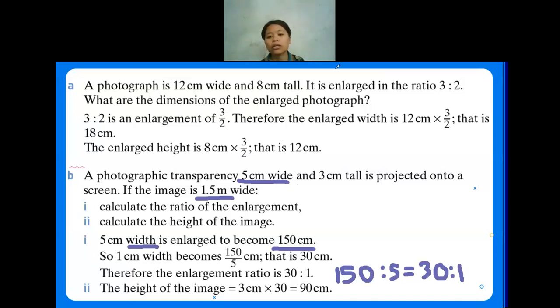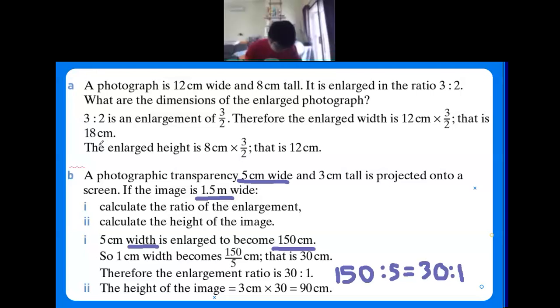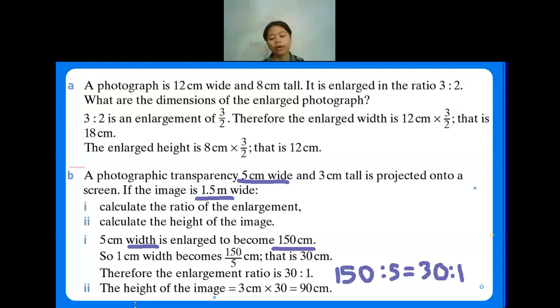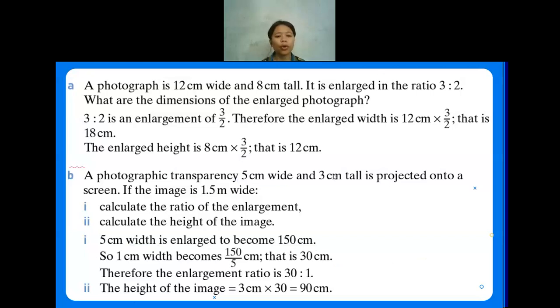Is there anyone who is confused, or maybe my explanation is still confusing for you? Is there anyone who is confused? No? Okay. A is done. B is done. These are the worked examples. For exercise 6.5 we haven't discussed it yet, but is there anyone having any question about the worked example? No, right? Okay. If you have no question, I will continue to exercise 6.5.